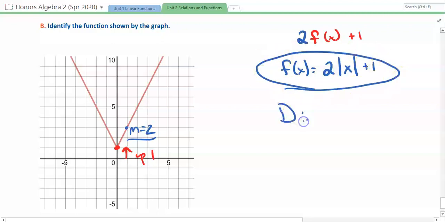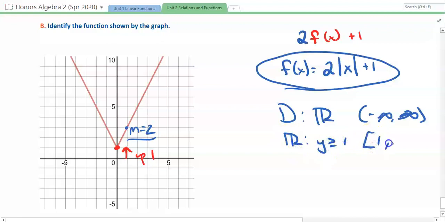Our domain here is still all real numbers. This isn't going to stop. Negative infinity to positive infinity. And our range, because we shifted this up, remember, our range will also shift up, and so y is greater than 1 or from 1 to infinity.